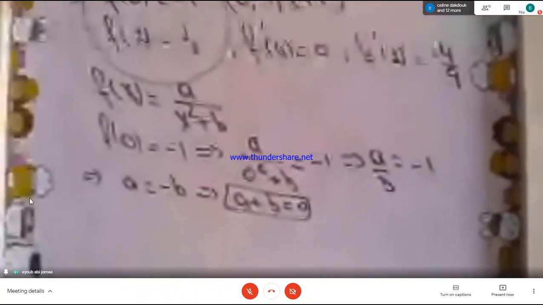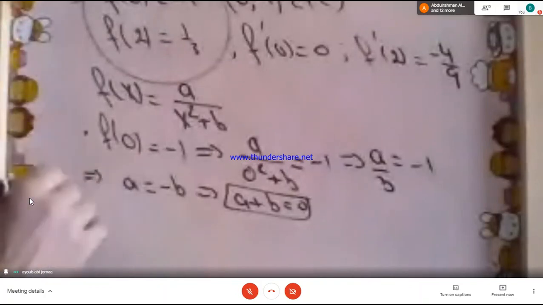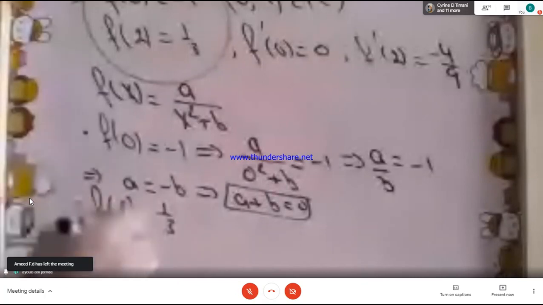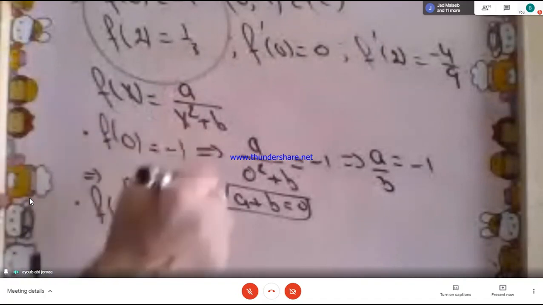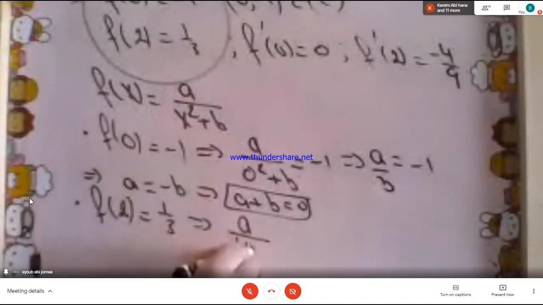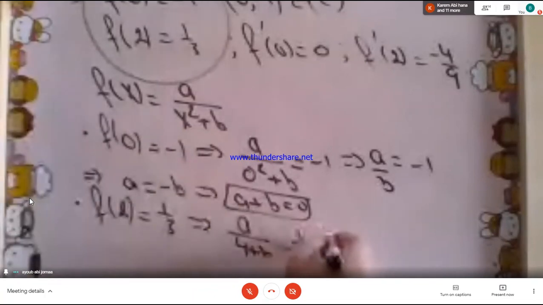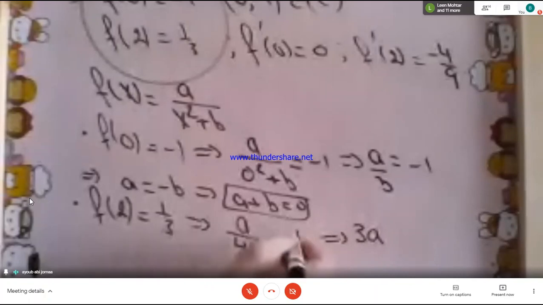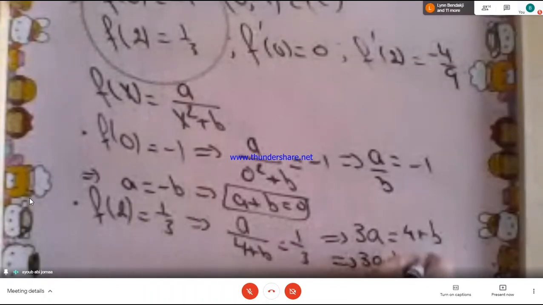Now the second one, we have f of 2 is equal to 1/3. That means that a over 4 plus b is equal to 1/3. And so cross product, 3a is equal to 4 plus b. And so 3a minus b equal 4.